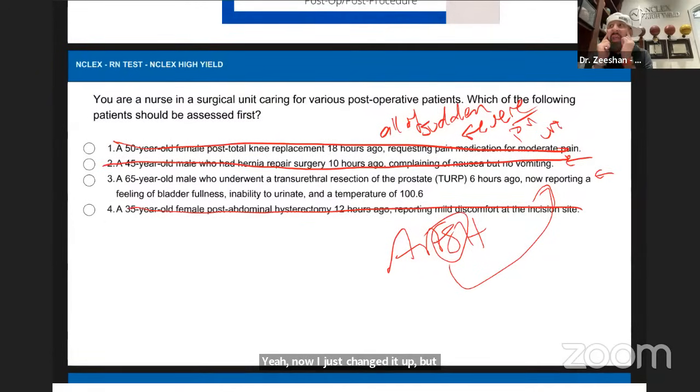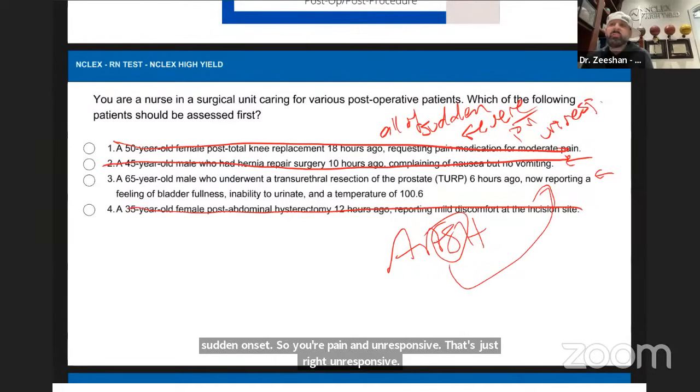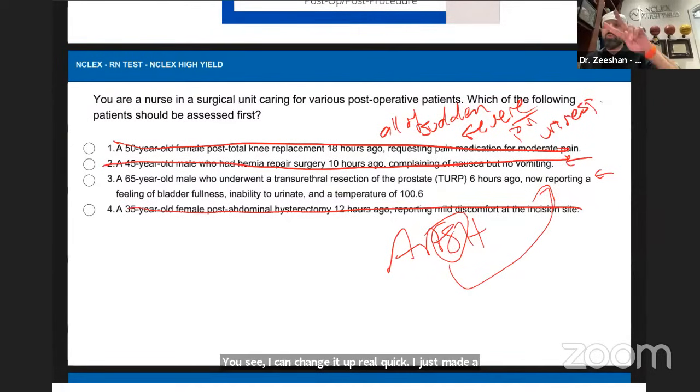But wait, Dr. Z, I have 2 of ASH. Who do you have less time with? The sudden onset, severe pain, and unresponsive. I'm supposed to write out unresponsive. You see how I can change it up real quick? I just made a brand new question right there. And I gave you 2 of ASH. You see how I just come up with these things off the top of my head? Boom.